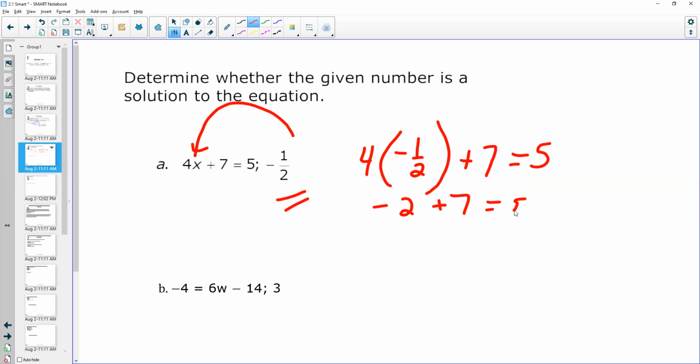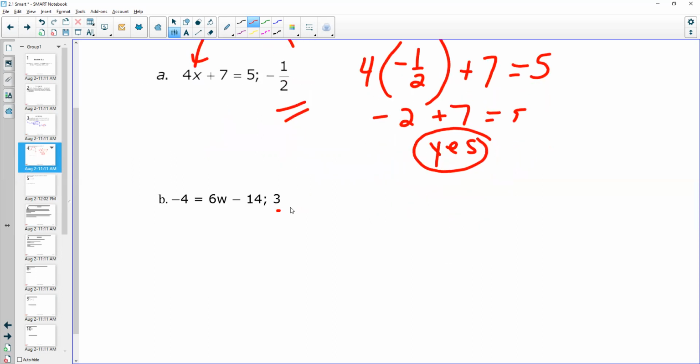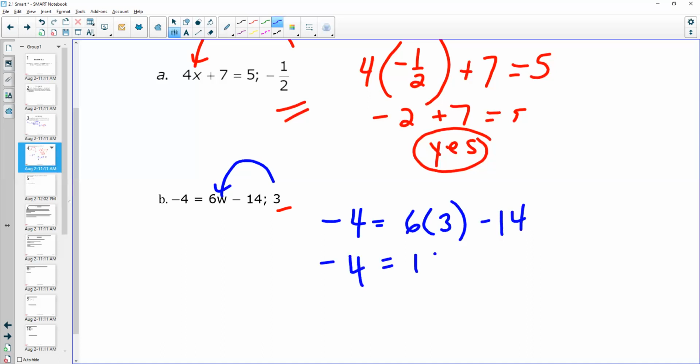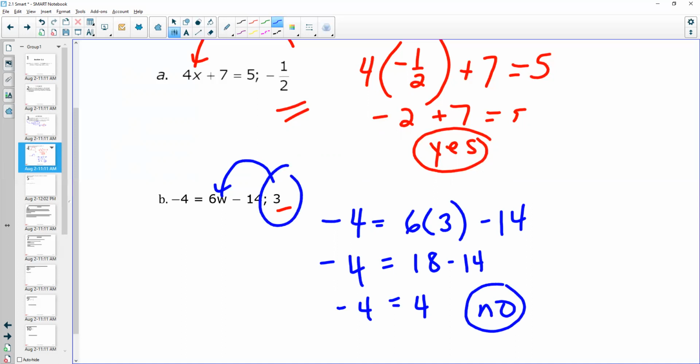Does -2 plus 7 equal 5? Well, yes. So when something is true, we're going to write yes or true. You need to tell me that you know that this worked, okay? So let's try the second one. In this case, the value is 3. And this is the equation, so I'm going to put it in for W. -4 equals 6 times 3 minus 14. -4 equals 18 minus 14. -4 equals 4. Are -4 and 4 equivalent? No. So in this case, the answer is no. 3 is not a solution to this equation.